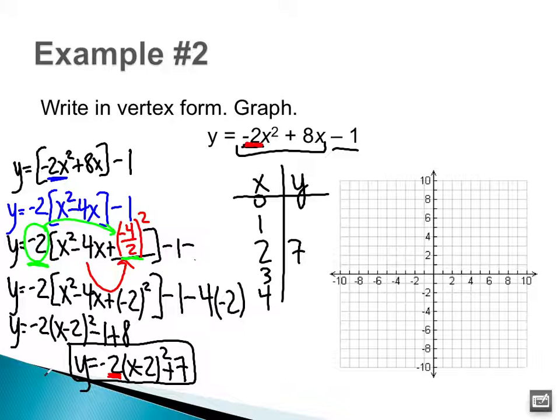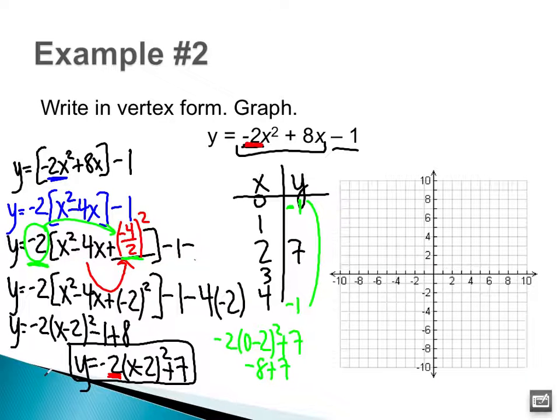Substituting in 0, I have -2, 0 subtract 2 squared, add 7. 0 subtract 2 is -2, square that is 4, multiplied by -2 is -8, add 7. So that ends up being -1. So here I have a -1. Because of the symmetry, this is also going to be a -1.